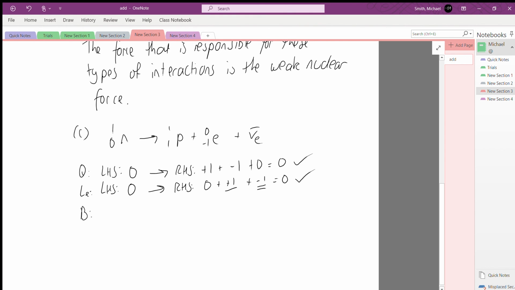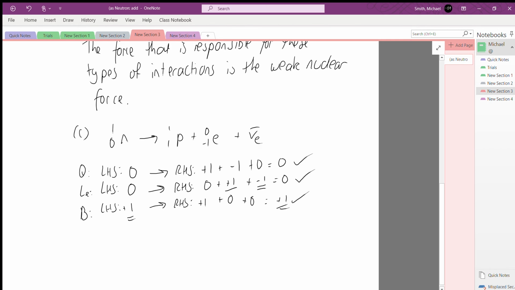Finally, we have the baryon number. On the left-hand side, the baryon number for a neutron is 1 because it is a baryon. To the right-hand side, where we have a proton, the baryon number of a proton is 1 also. Electron, that is a lepton, so 0. We have an anti-lepton, so that's also 0. That goes to 1, so we have 1 and 1. That is also conserved. These are conservation of charge, lepton number and baryon number.